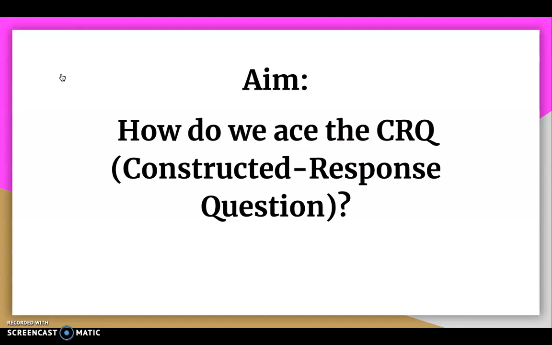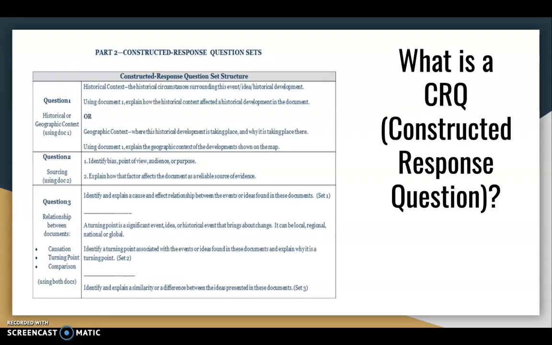So this is the first component of the CRQ that we're going to be going over for the next 3 lessons. The first component of a CRQ is what's known as historical or geographic context, and that's what we're going to be taking a look at today. But just to go over the CRQ in general, it's a 3-part question. In the first question, you're going to be asked to identify and explain historical or geographic context, and that's what we're going to look at today.